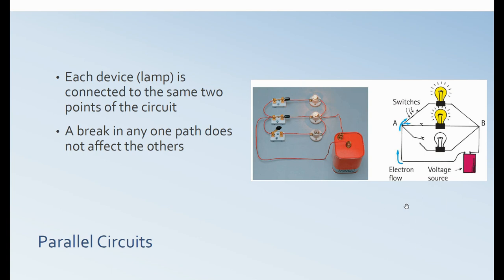And so if we break the path, say if bulb 1 down here burns out, or we break the circuit, well, it doesn't affect bulbs 2 and 3. They can stay lit.